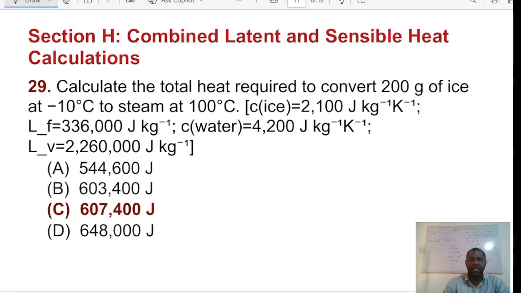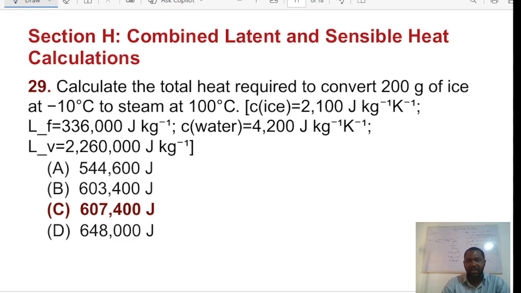In this video, the last in the series on heat capacity, heat energy, latent heat and all of that, we need to do this calculation. It's important. That is why I am doing this. Okay, so here we are going to start with number 29.